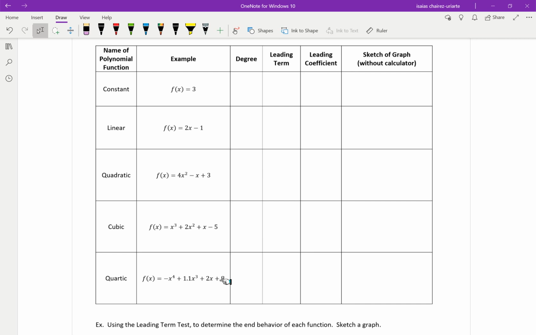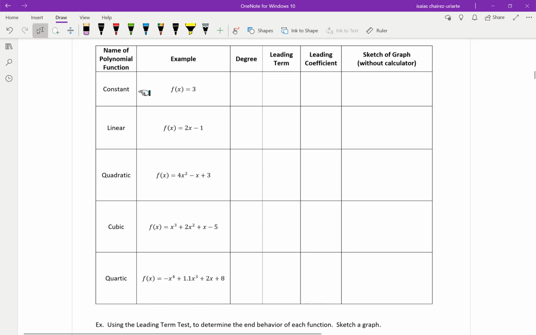So pause the video and see if you can answer here. What's the degree? What's the leading term? What's the leading coefficient? And sketch a little graph of each of these polynomials. All right, so hopefully you have completed this little table, and I feel pretty comfortable about the graphical information that you know about, just from looking at the leading term.